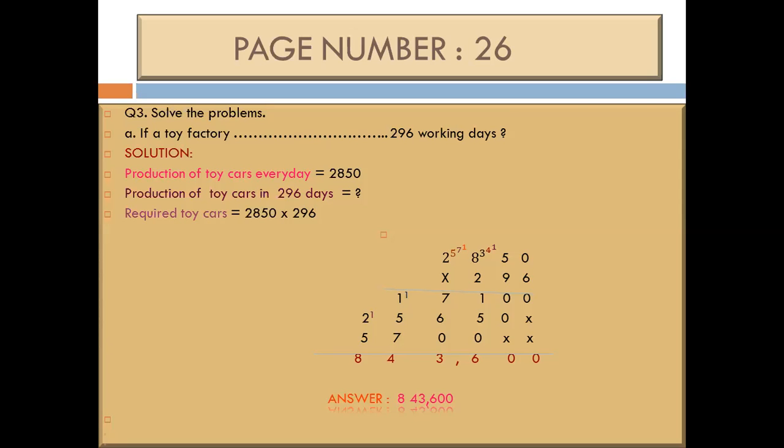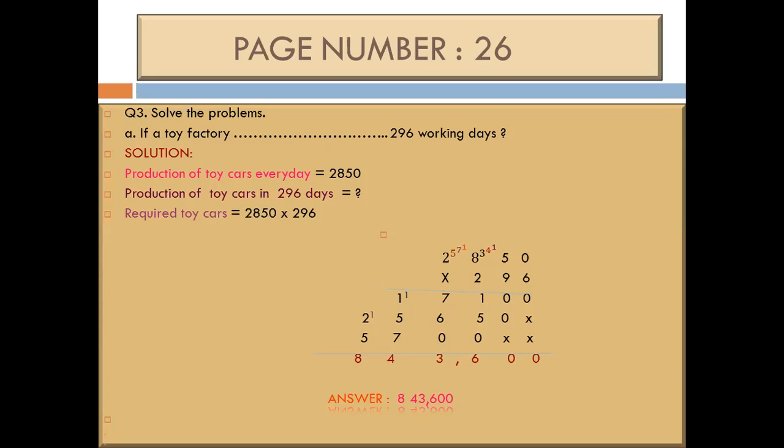Then next, 7 plus 6 is 13. We write here 3 and we carry 1 on the next number. 1 plus 5, 6. 6 plus 7, 13. 13 plus 1 is 14. We write here 4 and we carry 1 on 2. 5 plus 2, 7 and 1, 8. Our required answer is 843600. Understand? Production of toy cars in one day is 2850.